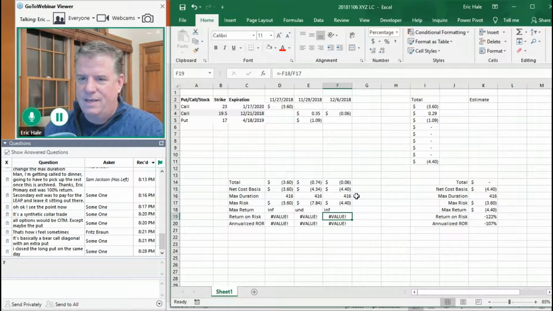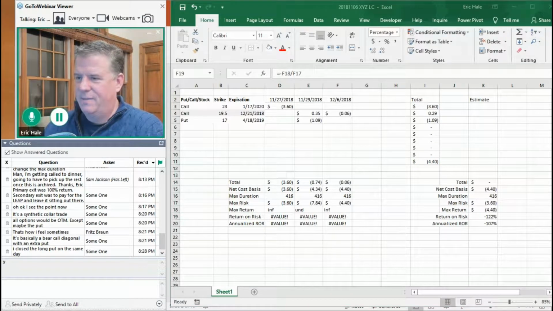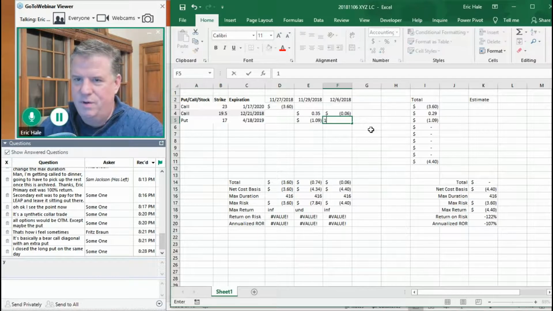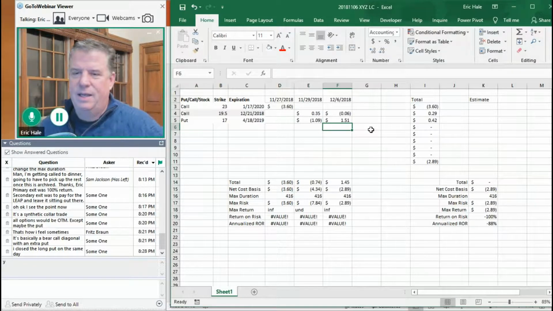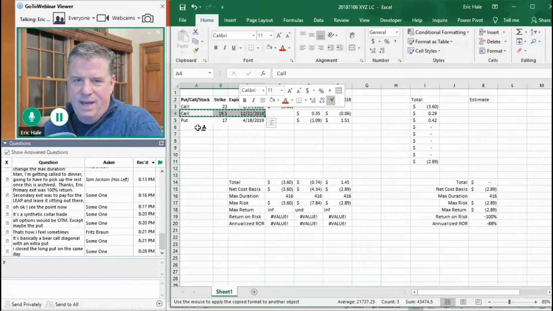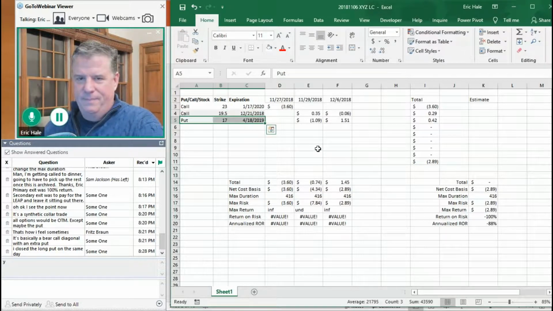So also on that day, oh, I didn't do everything that happened on that day. So the put, the stock went down, so we were able to close the put for a credit of 151. And so what I'm going to do here is copy this format and paste that format there.